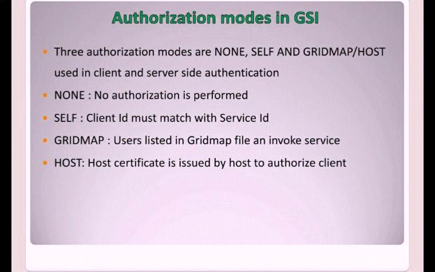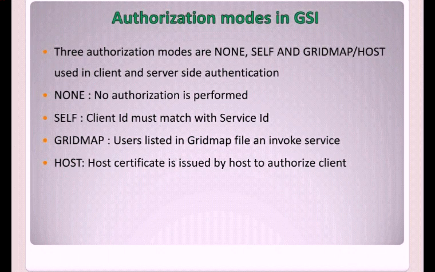The three modes used by server side authorization are none, self and grid map. None means no authorization will be performed. Self means the client's identity is compared or checked against the service identity. And the third mode is grid map. The grid map file contains a list of authorized users that is similar to an ACL. Here only the users listed in the service grid map file may use it.